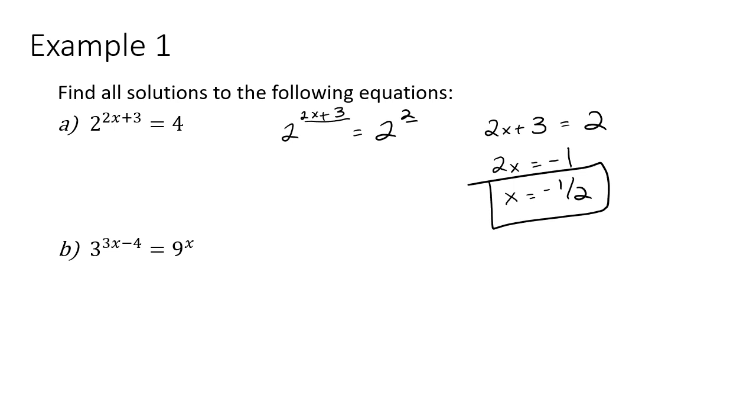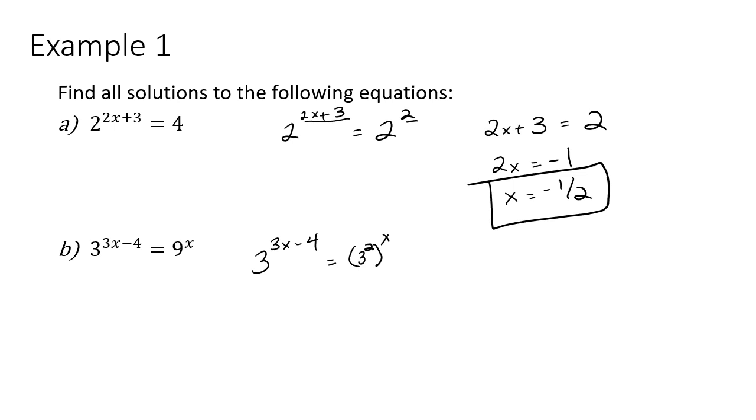Part B adds one extra thing to worry about, because although we can definitely write both sides as a power of 3, the difference is this time 9 already has an exponent. So we have to be careful about how we do this. So the left-hand side is still 3 to the 3x minus 4, but this time, instead of 9 to the x, I'm going to replace 9 with 3 squared in parentheses, and that is still raised to the x power.